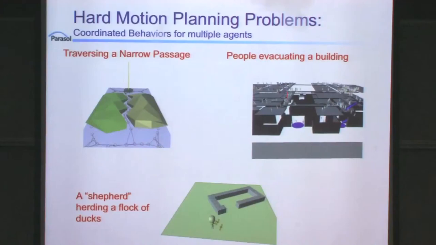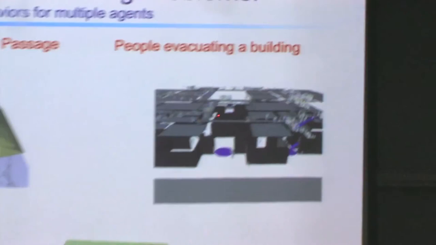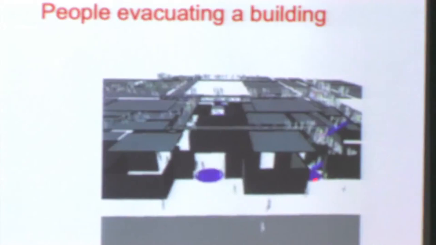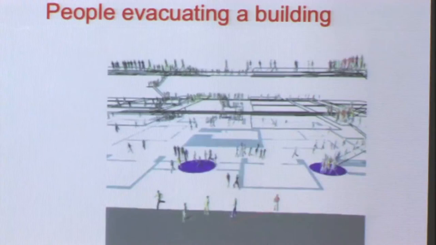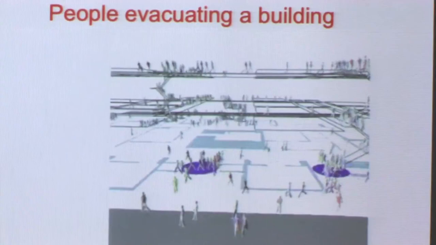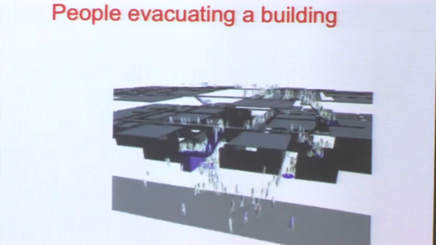But this is an evacuation simulation. It's a multi-story building, and there's a bunch of agents here. And they're trying to get out to these blue areas, which are the exits through which they can leave the building, and they're trying to collect out here in this safe area. But their constraints are they need to avoid collision with each other and to navigate to where they're trying to go.